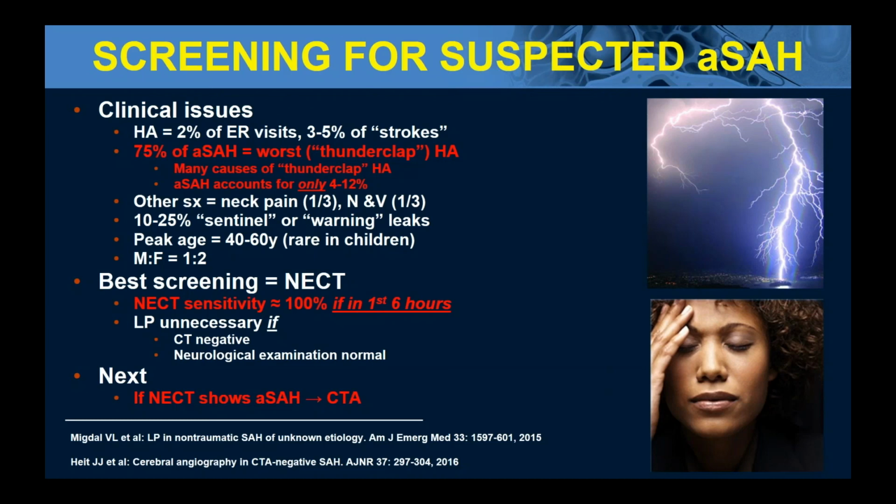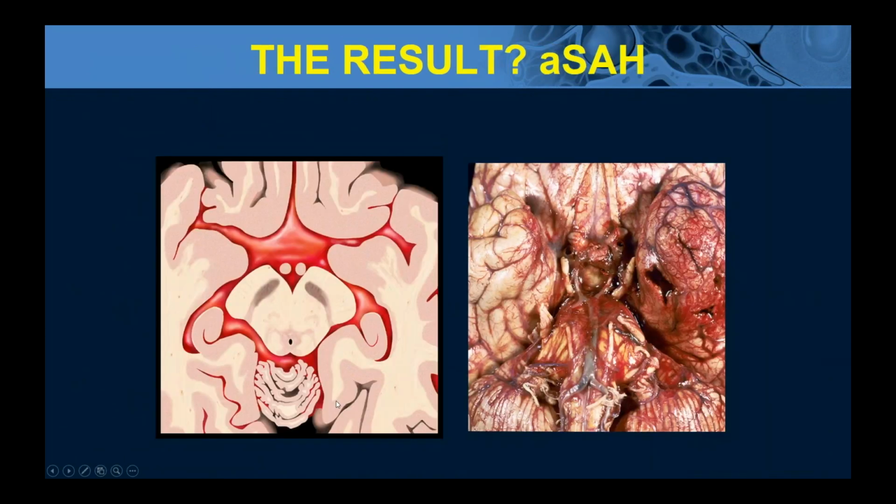Your best screening scan, your old friend, that non-contrast CT scan, sensitivity is virtually 100% if it's obtained in the first 6 hours after the onset of headache. And that's key. If you get it in the first 6 hours and your non-contrast CT is negative, you don't need to do a lumbar puncture if the CT is negative and the neurologic examination is normal. If the non-contrast CT shows what looks like aneurysmal subarachnoid hemorrhage, then you're going to get a CT angiogram. And this is what it looks like.